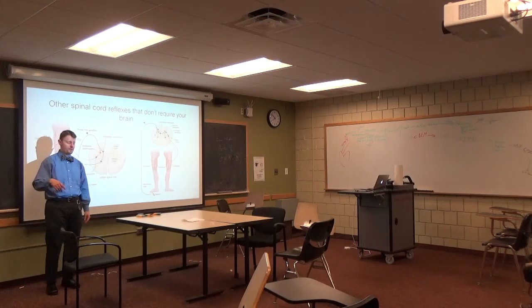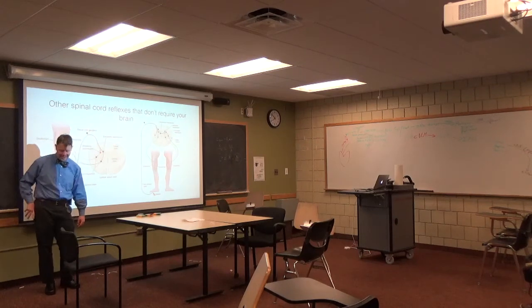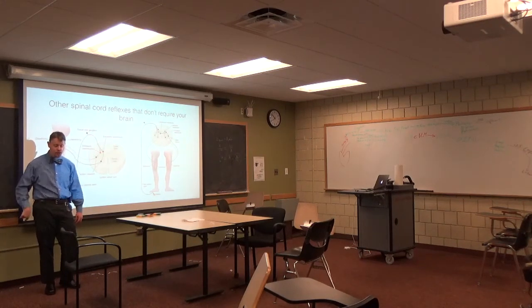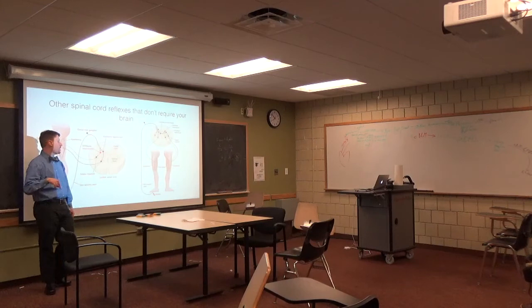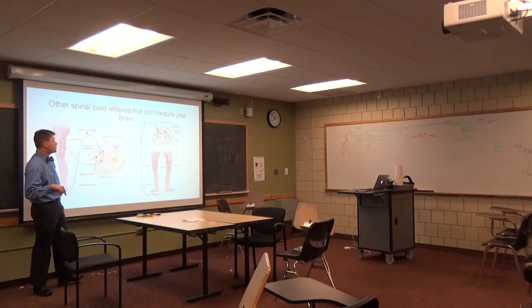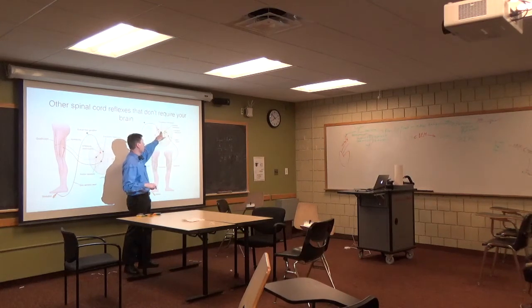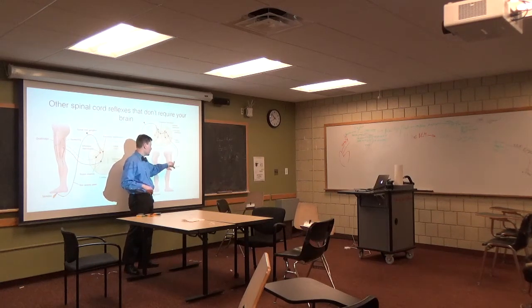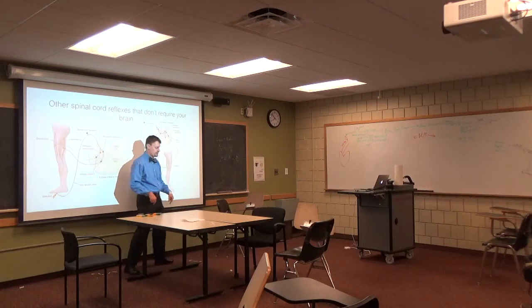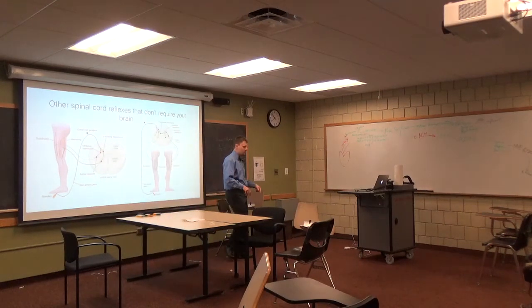But in order to keep from falling over, I also need to plant more firmly my other leg. Otherwise, I would lose my balance. And so there's what's called a commissural neuron, which is just a name for a neuron that crosses the midline. And that commissural neuron then does the opposite. It's going to inhibit my hamstring and tighten my quadricep to plant my other leg more firmly on the ground.